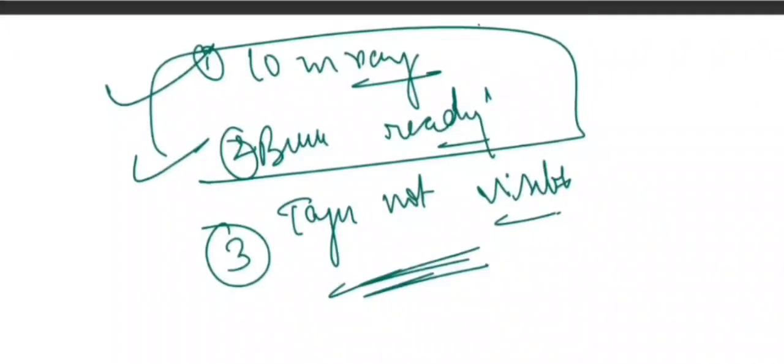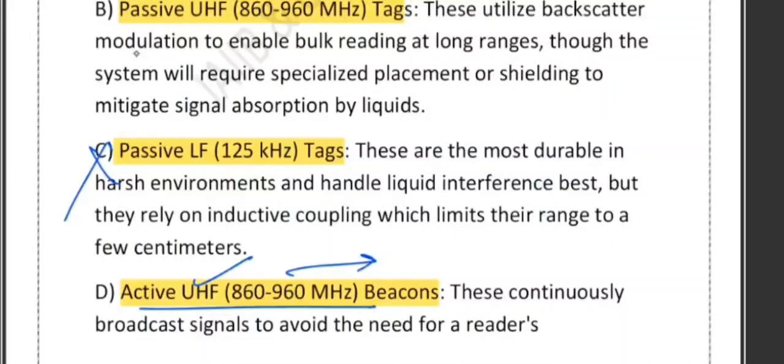That's why the correct answer is option B, passive UHF. Passive UHF supports long range bulk reading, designed around liquid interference. This is the correct answer. The correct answer is option B, right?